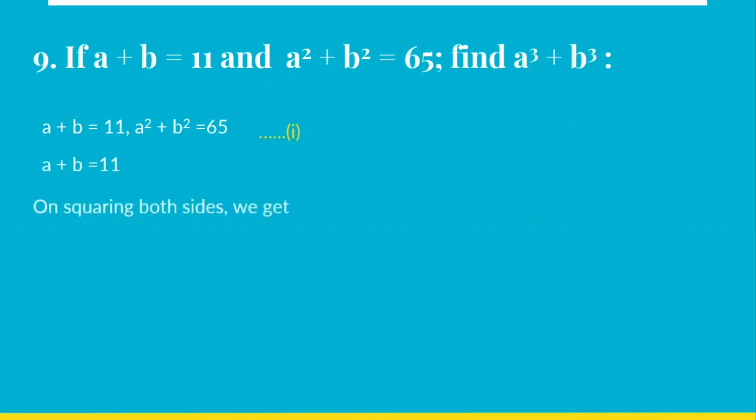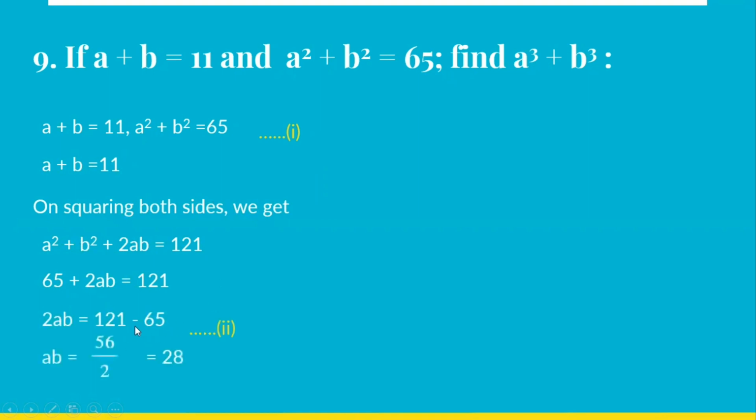Start squaring on both sides. a plus b the whole square is a square plus b square plus 2ab. Square of 11 is 121. Put the value of a square plus b square, which is 65, over here. 65 moves here, it becomes 121 minus 65. So 2ab is equal to 56, since 121 minus 65 is 56, and ab is equal to 56 upon 2, which is 28. Now we got the value of ab.